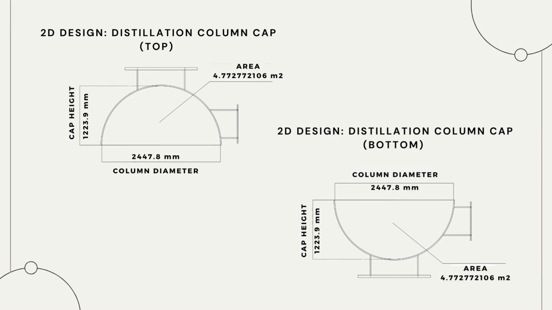Additionally, the same cross-sectional area of 4.77 square meters at both ends ensures consistent flow dynamics, minimizing pressure drops and ensuring efficient separation processes. By maintaining this dimension, the column can handle similar flow rates at the top and bottom, which is crucial for the even distribution of vapor and liquid phases, thereby optimizing the distillation efficiency and performance.